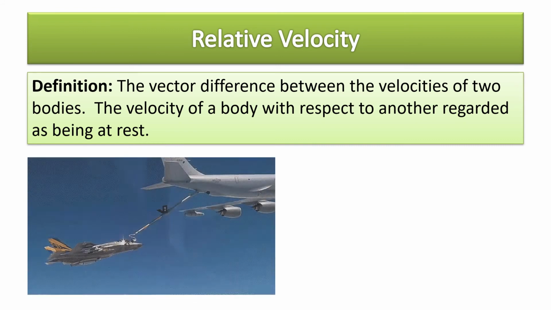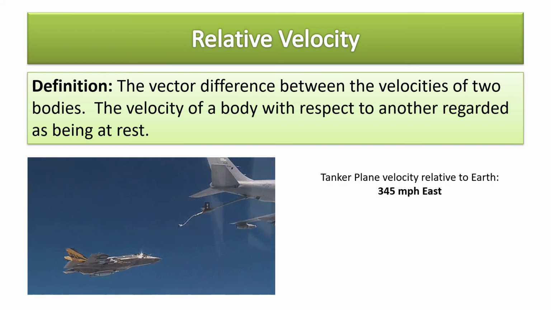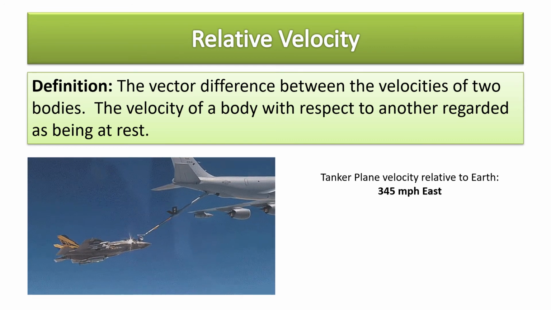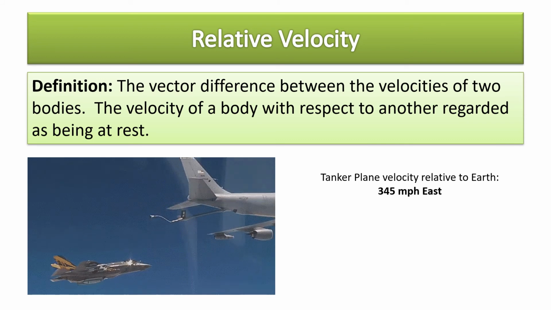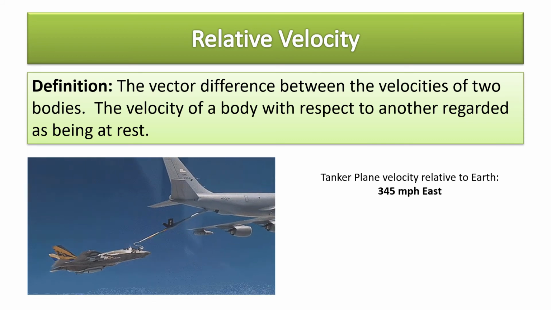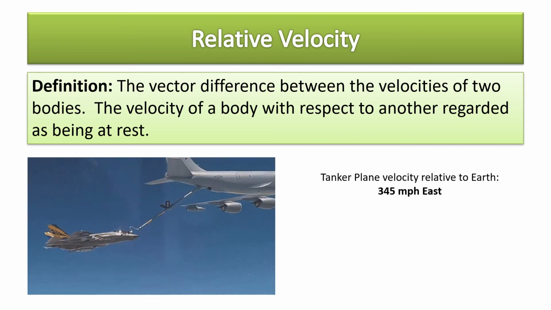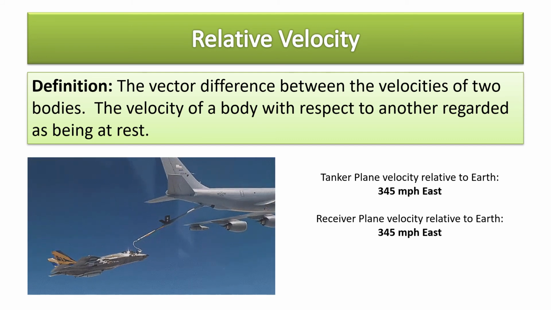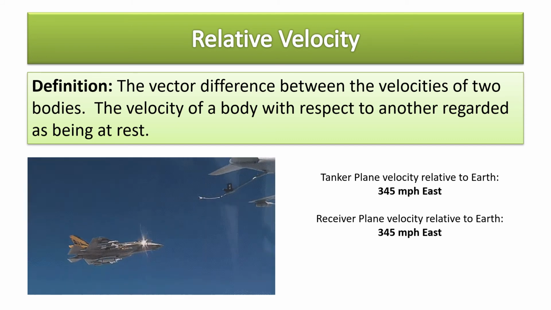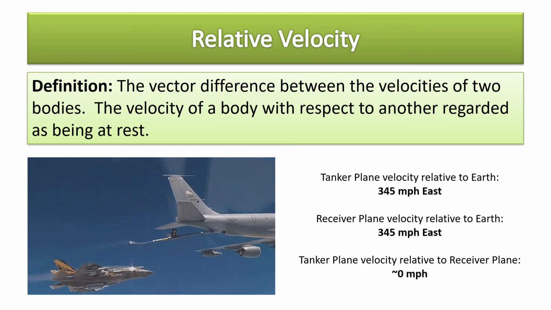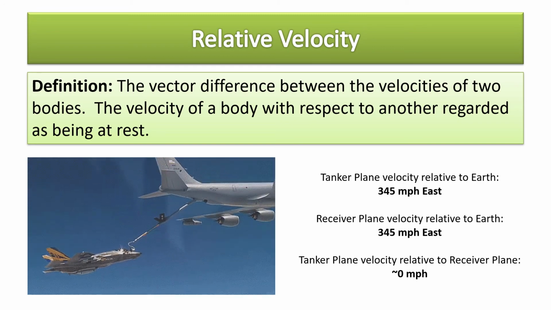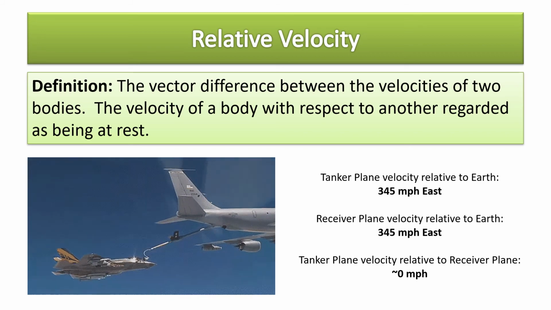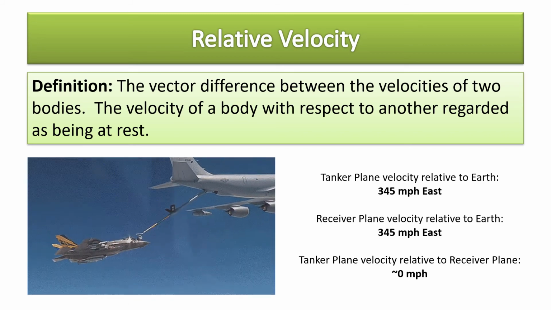But if we look at these other examples, for example, a tanker plane refueling a fighter jet. If you didn't know that they were moving with respect to the Earth, it looks like they're stationary with respect to each other. But they're going super fast. The tanker plane, their velocity relative to the Earth is 345 miles per hour east. The receiver plane's velocity relative to Earth is 345 miles per hour east. But the tanker plane's velocity relative to the receiver plane is 0 miles per hour. So it's the vector difference between the two velocities. Since it's the difference, you could just subtract them and you get 0 miles per hour.